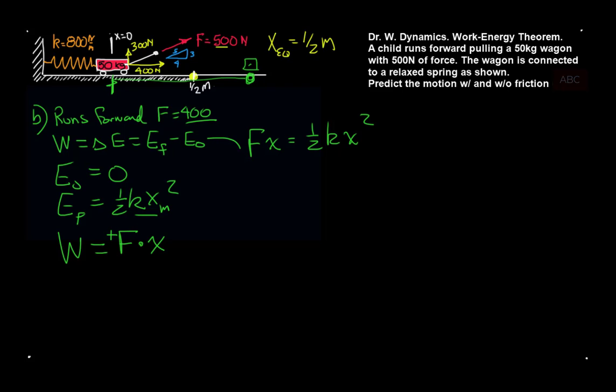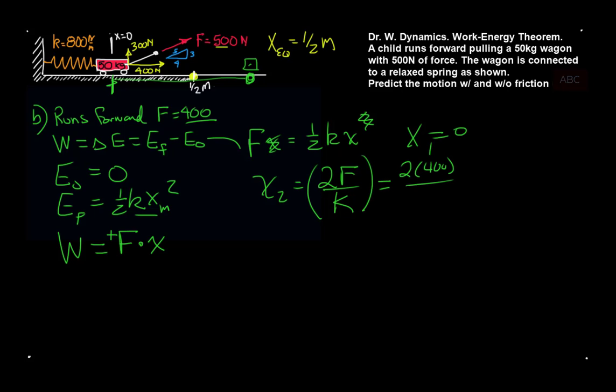And solving this, we find that x is 0 for one of the solutions, and that x2 would be 2F on k, which is 2 times 400 over 800, which is 1 meter, or exactly twice the xeq value that we had up here. So the boy pulls the wagon forward and can reach, if it takes a running start at it, an x max of 1 meter out to here.